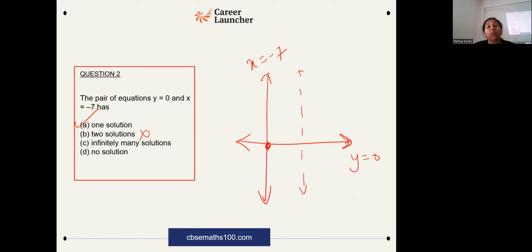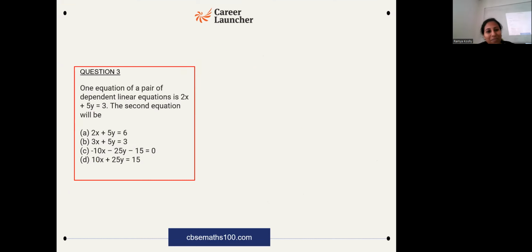Please remember this. And what is that one solution? One solution is very easy. x value is minus 7, y value is 0. So minus 7 comma 0 is the solution. Okay. So the answer over here would be one solution. Please remember that. Any doubts here? No. Okay. This one?